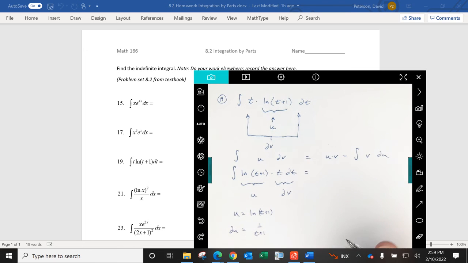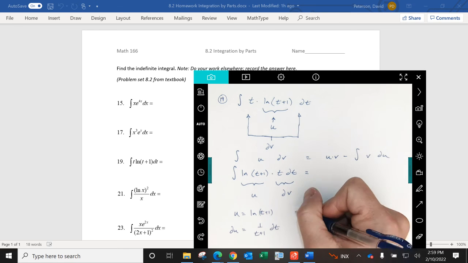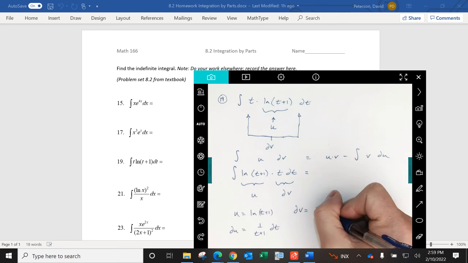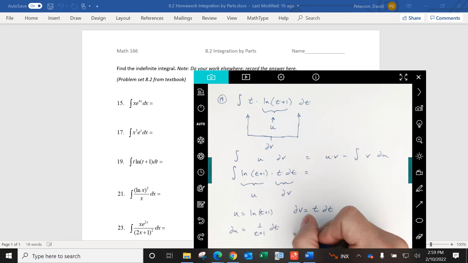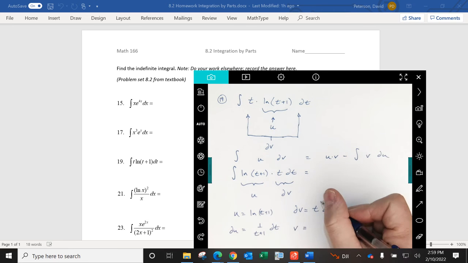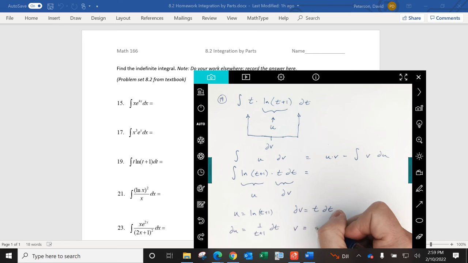Differentiation tells us the derivative of u with respect to t is 1 over t plus 1. So the differential du is 1 over the quantity t plus 1 dt. Looks like this. dv is t dt, so we integrate to undo the differential, and we get v then is equal to t was to the 1, now it's to the 2, t squared over 2, like this, or 1/2 t squared if you'd prefer.